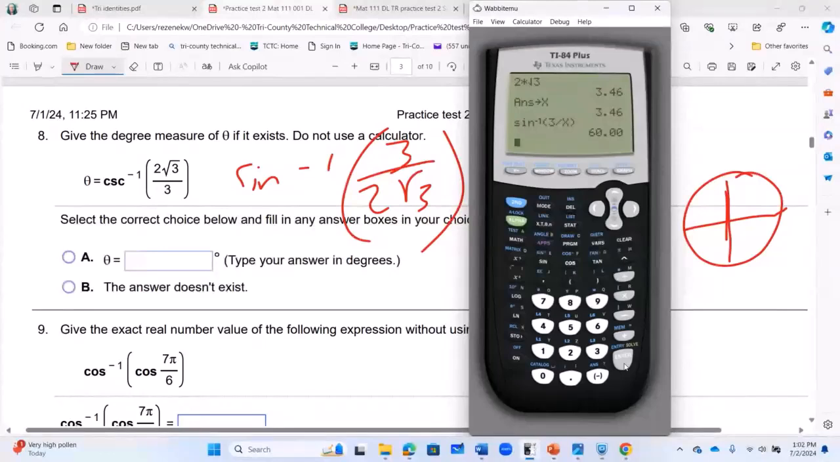It exists. But before I do that, I want to test that the ratio is not more than 1. The ratio cannot be more than 1, because the ratio of cosecant can be more than 1, but the ratio of sine cannot be more than 1. So I tested it. I know that the denominator is greater than the numerator. Then I continued.